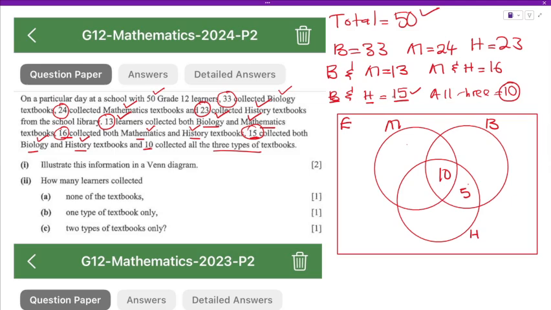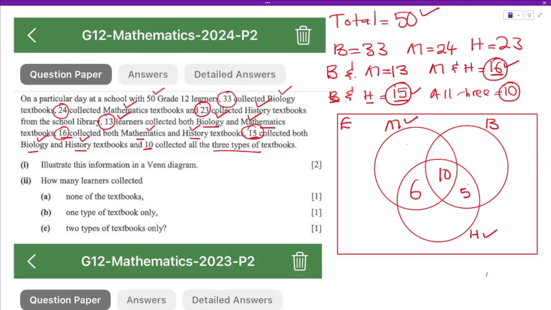Okay, you go to the next one. So we are done with this one. This one is for math and history. Math is here, history is here. So meaning this region here plus this region, when you add everything, what should you get? 16. But you already have a 10 at the center, so you're going to say 16 minus 10, giving you a 6 there. Okay, you are done with that one.